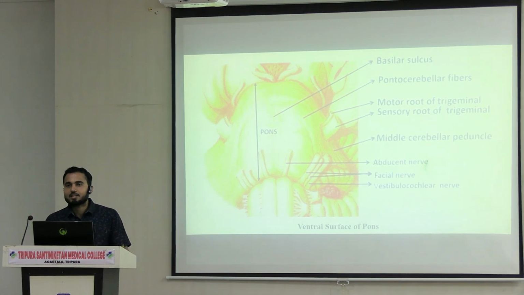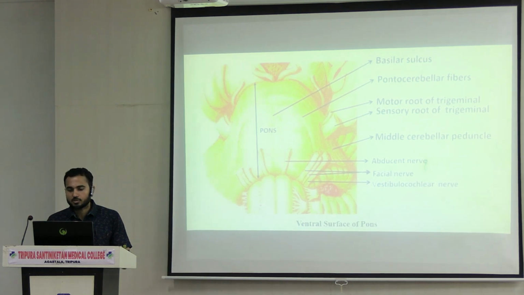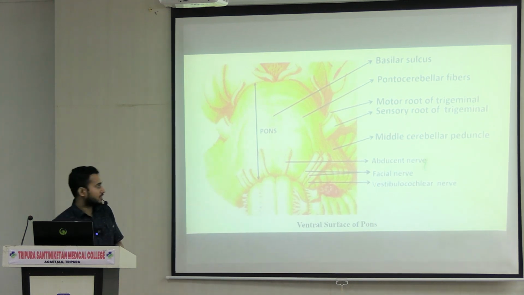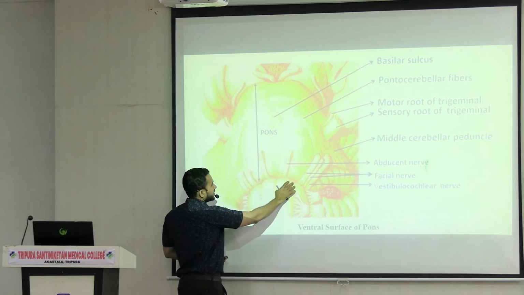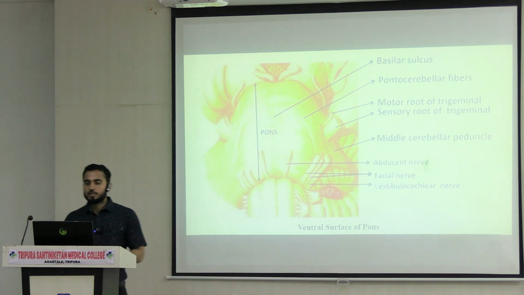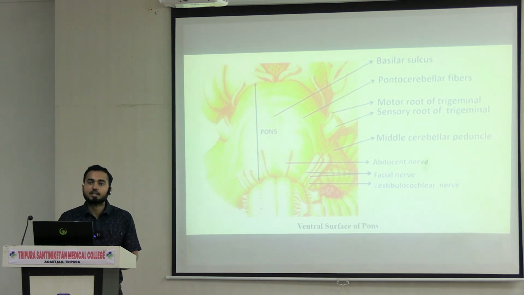Next, there is a junction between the pons and the medulla, that is called the pontomedullary junction. Actually, in the pontomedullary junction a shallow groove is present. So here you can see the pontomedullary junction, where a shallow groove is present. Through that groove, which nerves are coming out? 6th, 7th and 8th cranial nerve.